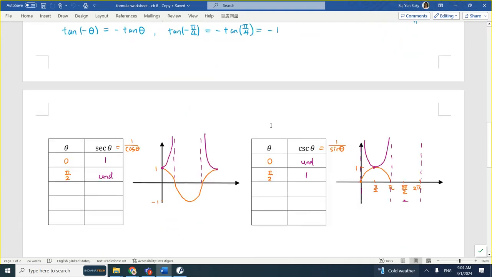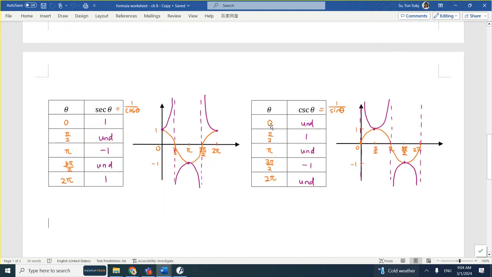Okay, so last time we talked about secant and cosecant. Secant is the reciprocal of cosine. So you draw the cosine and you flip it over. So the secant and cosecant is up, down, up, down. Okay, so how do you flip it over? 1 over 1 is 1. 1 over 0 is undefined. 1 over negative 1 is negative 1. 1 over 0, undefined. Yes, everybody?